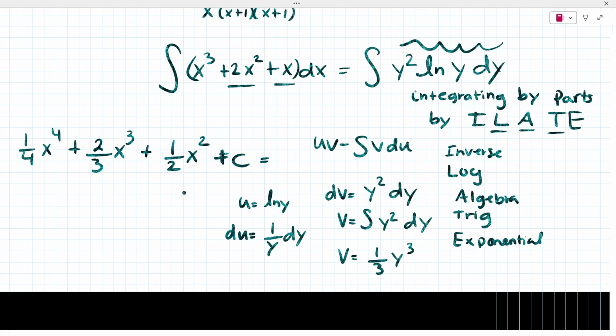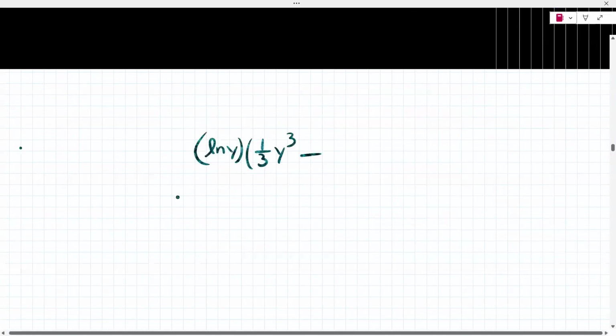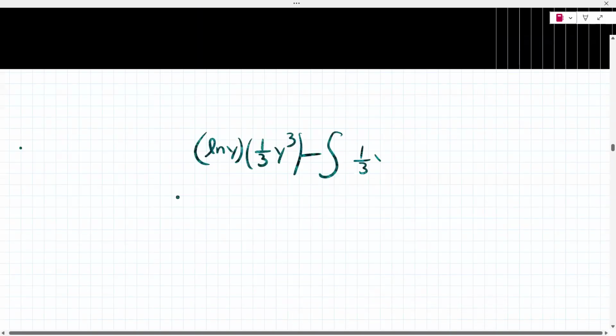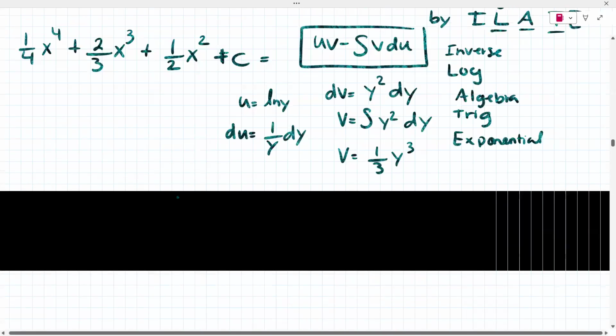Okay, so let's continue putting it in this formula, uv minus the integration of v du. So u is ln of y times v, which is 1/3 y cubed, minus the integration of v du. v is 1/3 y cubed times du, which is 1 over y dy.